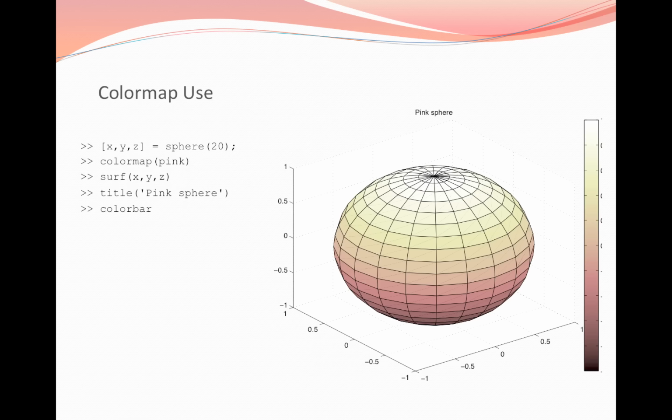Color maps can be used for other things besides images. So for example, for some of the plot functions. So here I've used the sphere function to return the x, y, and z coordinates that I need for a sphere. I set the color map to the built-in color map called pink, and then pass the x, y, and z values, matrices, to the surf function in order to see a surface plot. Put the title on that of pink sphere, and I put a color bar on it, which got cut off a little bit to the right, but you can see that it's showing the different colors in the pink color map. So again, you don't have to use color maps just for images, you can use them for the plot functions as well.